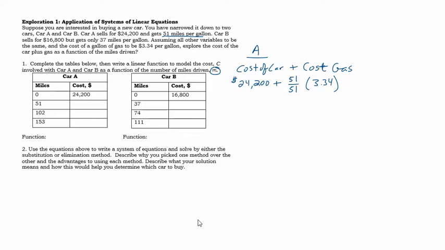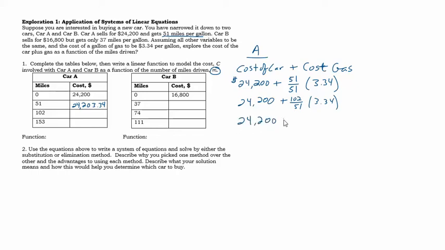So if we add that together, you get 24,200 basically plus $3.34 is going to be $24,203.34. And you kind of notice these numbers are picked nicely. What if I drive 102 miles? Well, I'm going to get 51 miles per gallon, so that's going to mean I have to buy 2 gallons of gas at $3.34. So basically 2 gallons times 334 plus 24,200. And then we'll get that number.